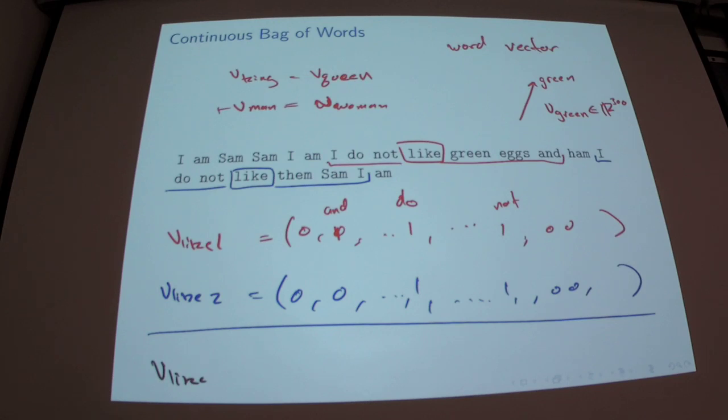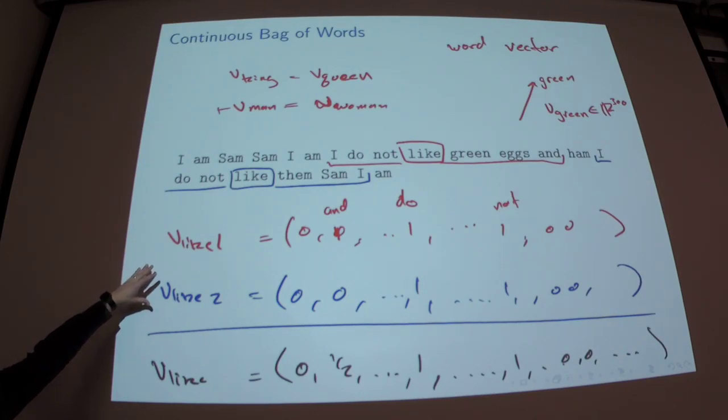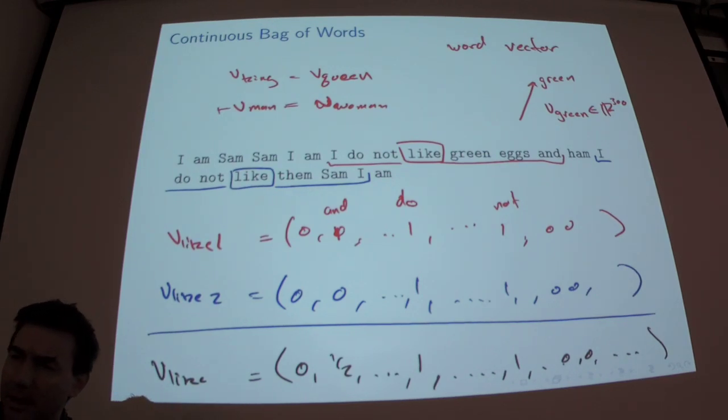So this will be the overall vector. With this case, I'll get a 1/2 here. This 1 occurs in both, so the average is 1. The average is 1 for not. And the zeros average out to be zeros. Okay, so I'm going to create a vector for every instance of the word like, and then take the average of these vectors. This is the continuous bag of words model.